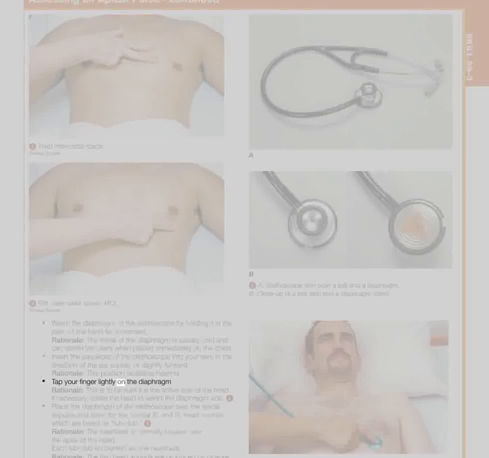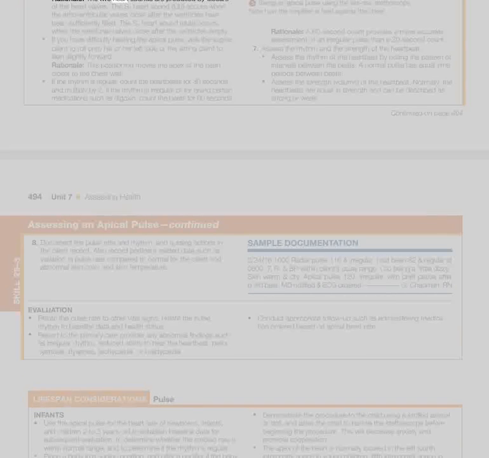Tap your finger lightly on the diaphragm. Rationale: this is to be sure it is the active side of the head. If necessary, rotate the head to select the diaphragm side. Place the diaphragm of the stethoscope over the apical impulse, and listen for the normal S1 and S2 heart sounds, which are heard as lub-dub. Rationale: the heartbeat is normally loudest over the apex of the heart. Each lub-dub is counted as one heartbeat. Rationale: the two heart sounds are produced by closure of the heart valves.